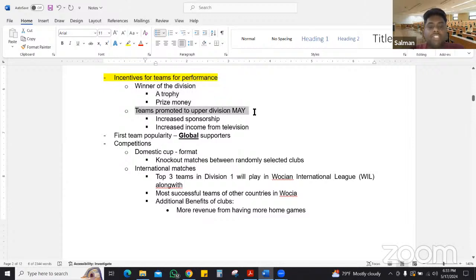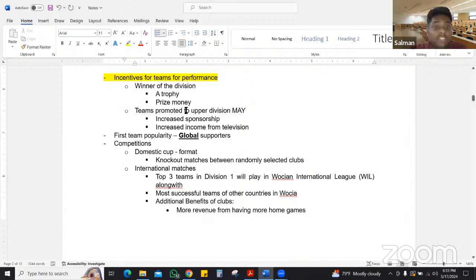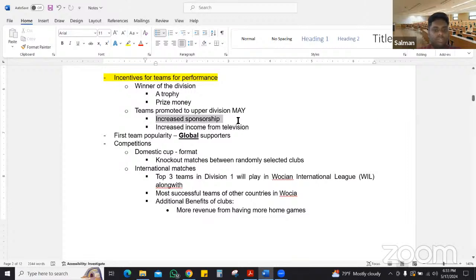Teams promoted to upper division may, so when a club moves from Division 3 to Division 2, or from Division 2 to Division 1, so when they get promoted to upper divisions, they will get more sponsors. Keep in mind, the Division 1 is the main division. This is the most popular. So obviously, as a sponsor, you would want to sponsor for this top tier league because why? More fans are interested in the upper division. So when a team is getting promoted to divisions, the sponsorships they will get will also increase.